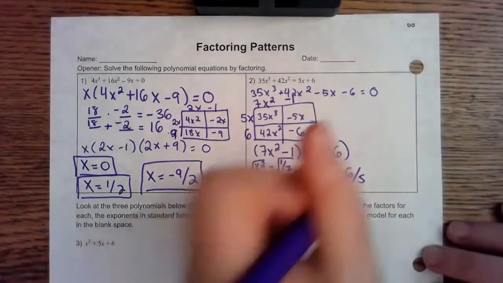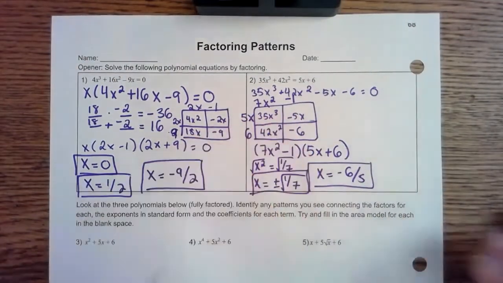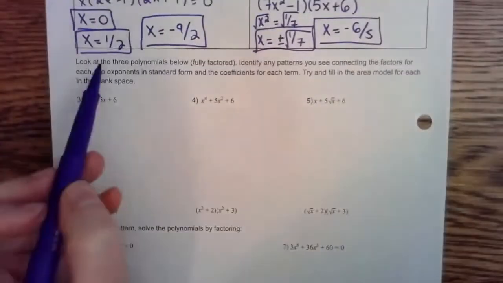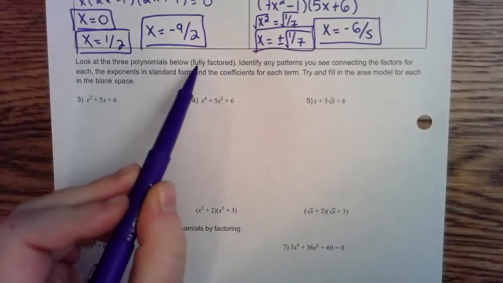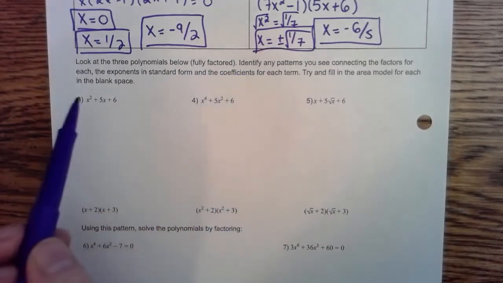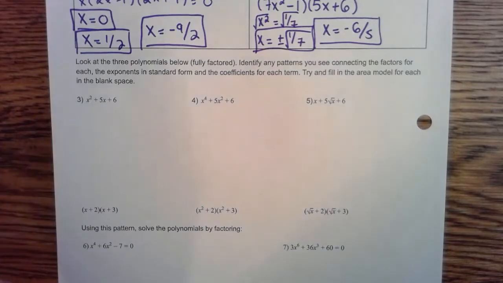Okay, guys, after working through these are my two answers. Really challenge yourself and try to do that on your own because that's a review from the last lesson. Let's move on. Look at the three polynomials below that are fully factored. Identify any patterns you see connecting the factors for each, the exponents in standard form, and the coefficients for each term. Try and fill in the area model for each of the blank spaces.